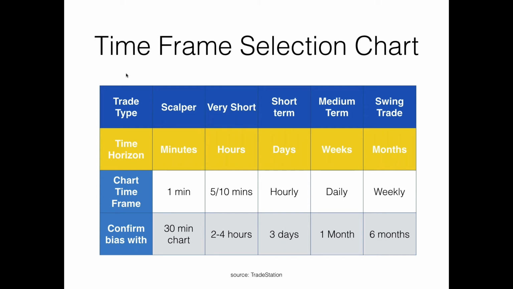Your chart time frame should be 1 minute, but you must confirm this bias with a 30-minute chart. This means that if you're going long using the 1-minute chart, the 30-minute chart must also be bullish. You must not go long on a 1-minute chart if the 30-minute chart is bearish. So there has to be a confluence between time frames.